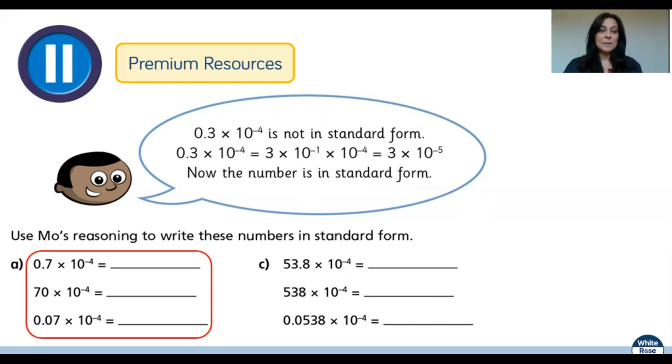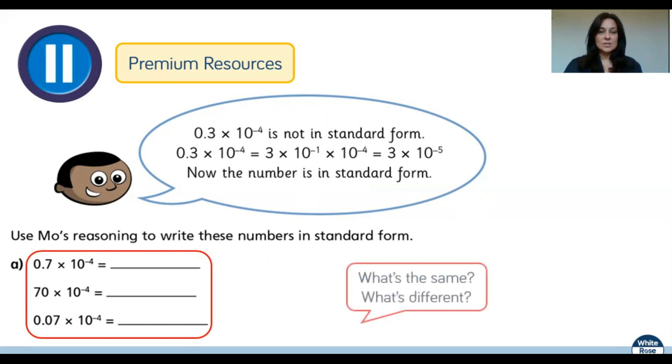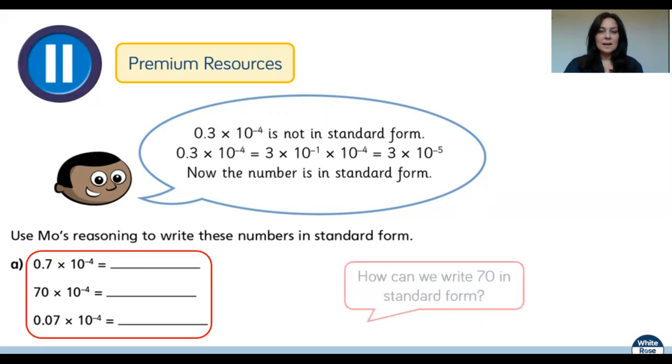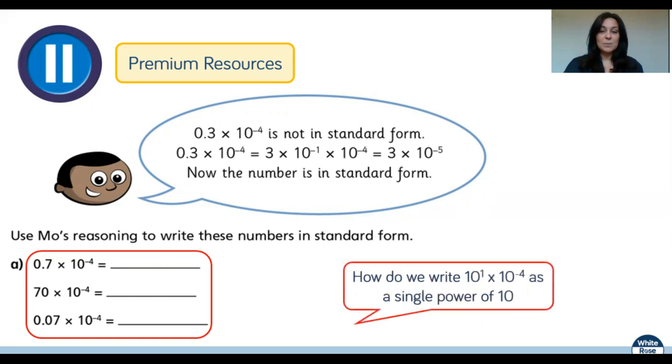Okay, I would make a start by concentrating on just some of the questions and thinking about the understanding that goes into that part of the question. I'd sort of question the students with things like, what's the same, what's different? I want them to spot that they're all to the power of negative 4. And then we'll start thinking about the numbers at the front. How can we write 70 in standard form? How can we write 0.07 in standard form? And then we can link the powers to the indice rules. How do we write 10 to the power of 1 multiplied by 10 to the negative 4 as a single power of 10, which links nicely to the question there in the bubble.